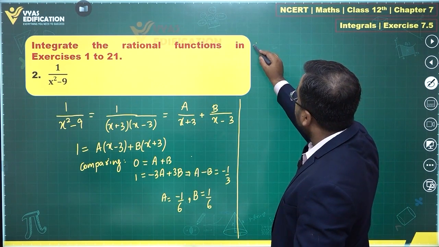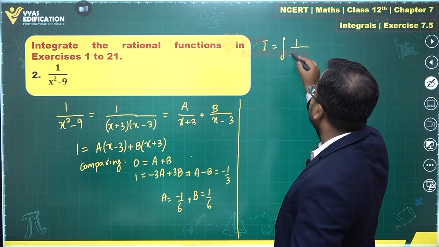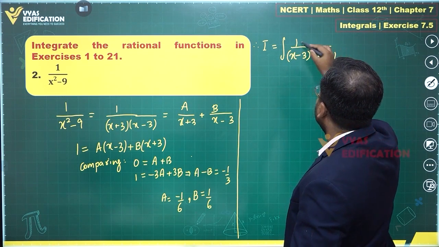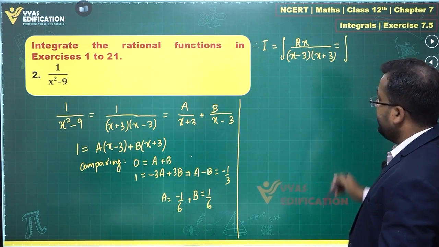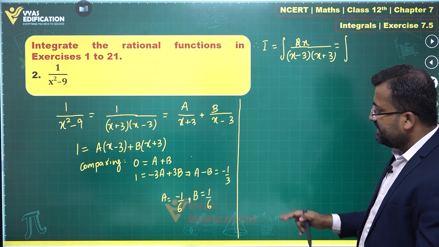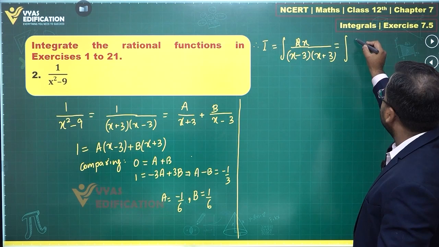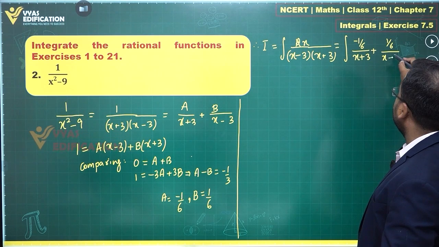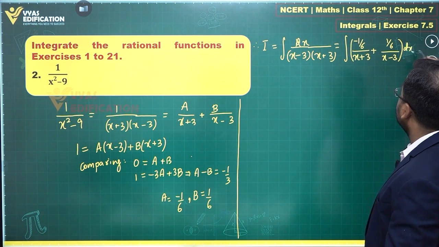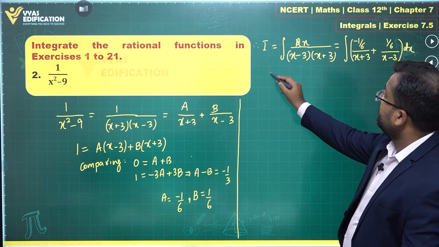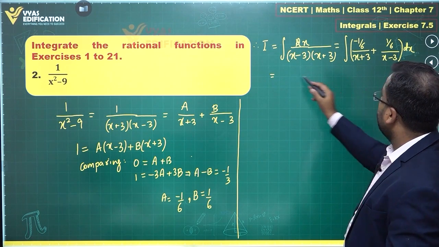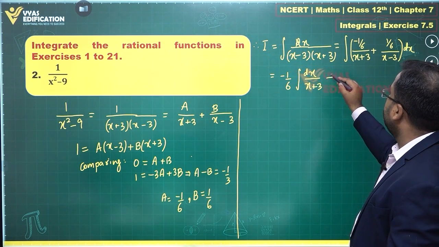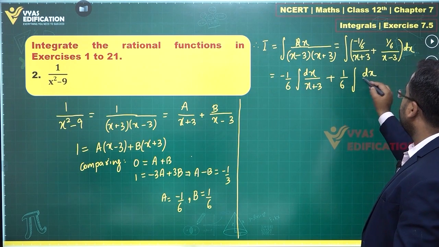Therefore, the integral of 1 upon (x minus 3)(x plus 3) dx becomes equal to the integral of a upon x plus 3 plus b upon x minus 3. A is minus 1 by 6, so this becomes minus 1 by 6 upon x plus 3 plus 1 by 6 upon x minus 3 with respect to x. This is what we are looking to integrate. And this further becomes minus 1 by 6 times the integral of dx upon x plus 3, plus 1 by 6 times the integral of dx upon x minus 3.